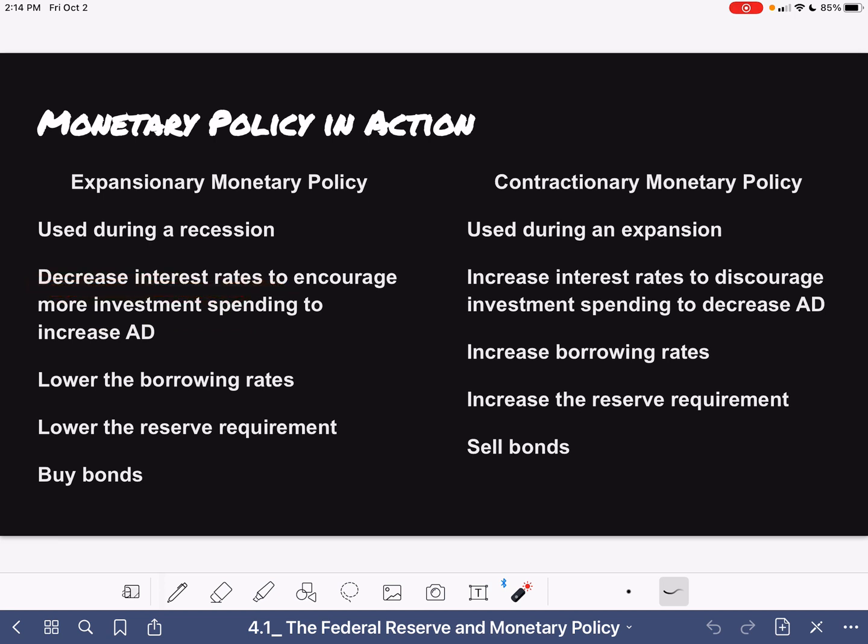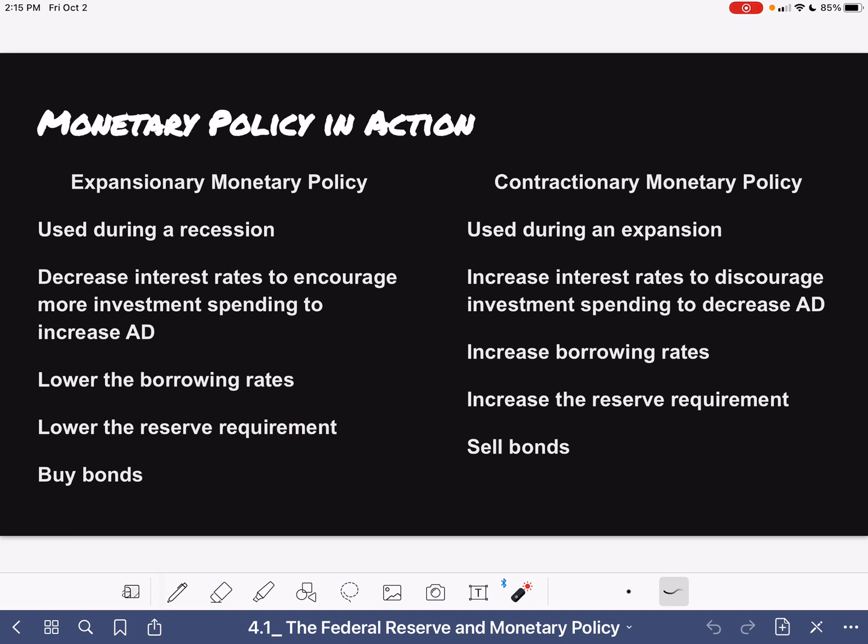So to decrease interest rates, the Fed will need to lower the borrowing rates. So that will encourage banks to borrow more money so they can hand out more loans. They could lower the reserve requirement, which will allow banks to hand out more loans. Or the Fed can buy bonds, which basically just increases the cash flow in the US.